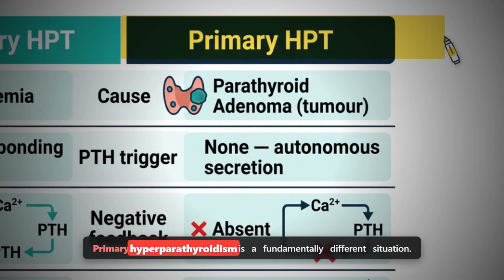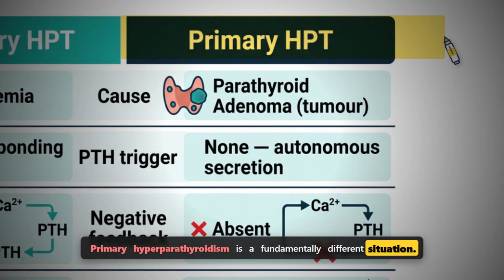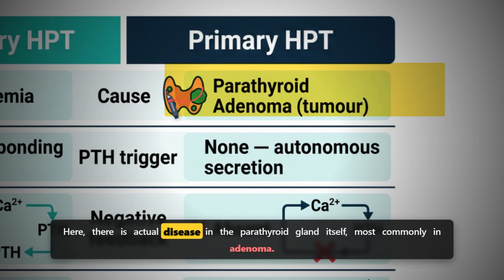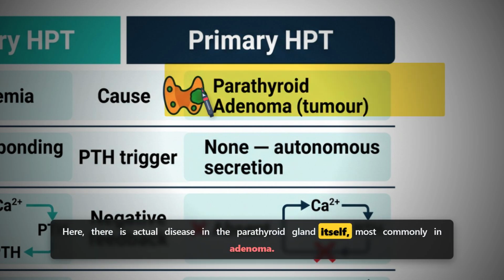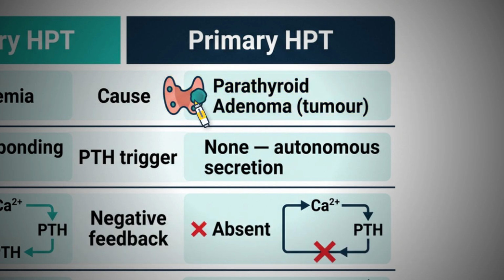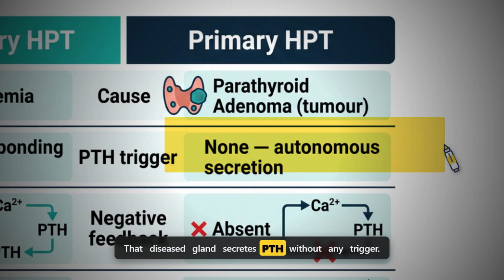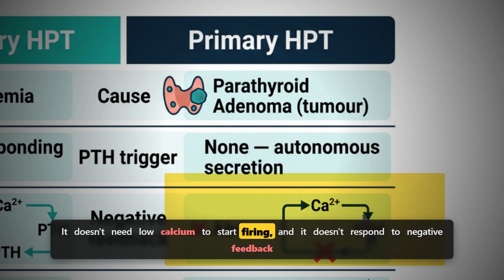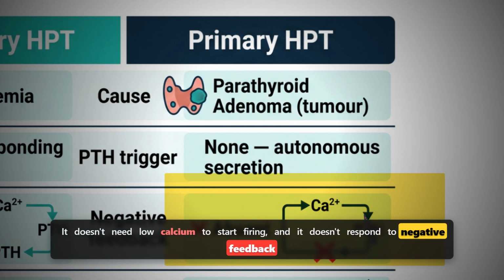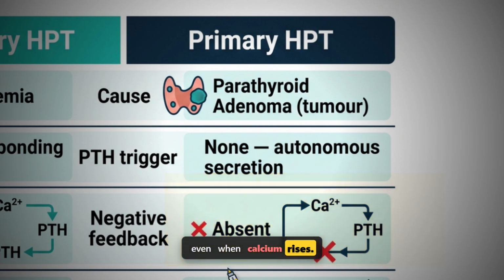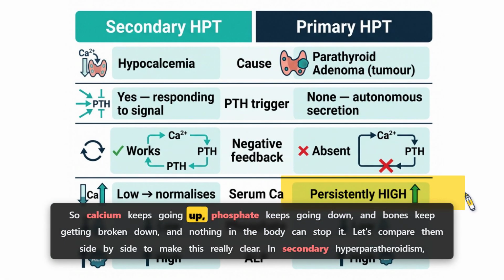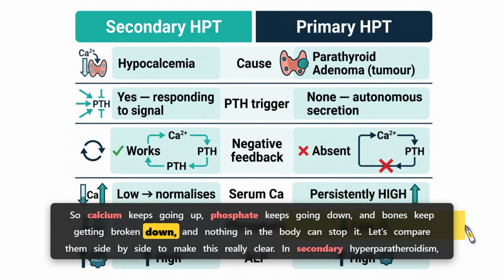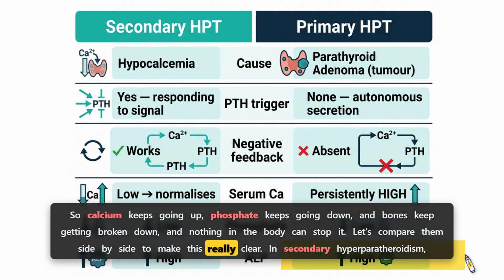Primary hyperparathyroidism is a fundamentally different situation. Here, there is actual disease in the parathyroid gland itself, most commonly an adenoma. That diseased gland secretes PTH without any trigger. It doesn't need low calcium to start firing, and it doesn't respond to negative feedback even when calcium rises. So calcium keeps going up, phosphate keeps going down, and bones keep getting broken down, and nothing in the body can stop it. Let's compare them side by side to make this really clear.